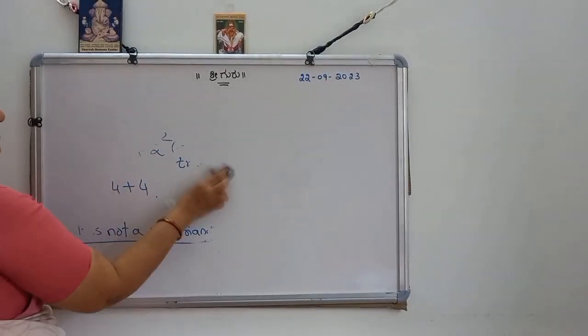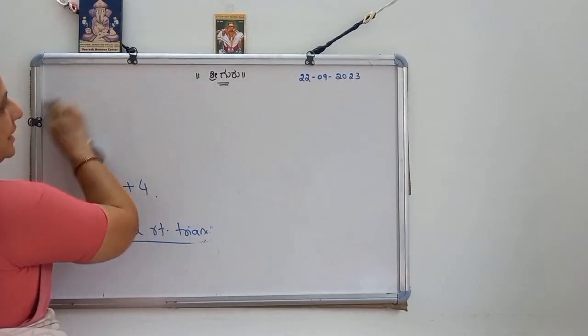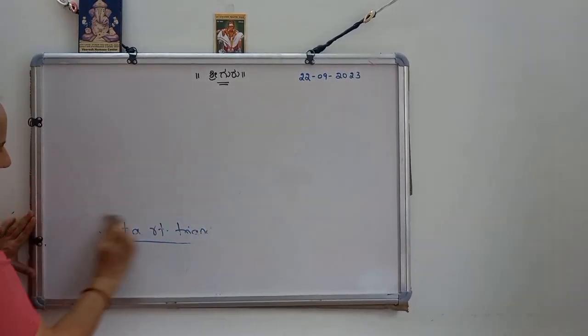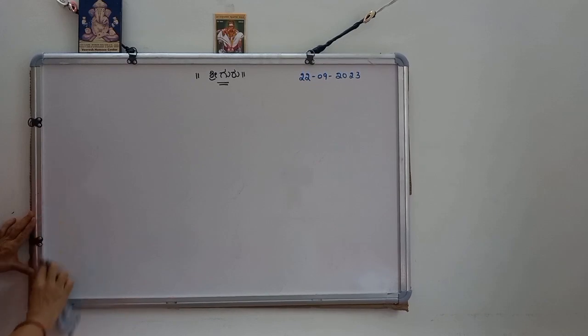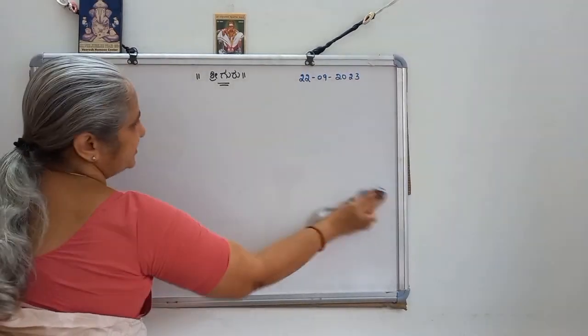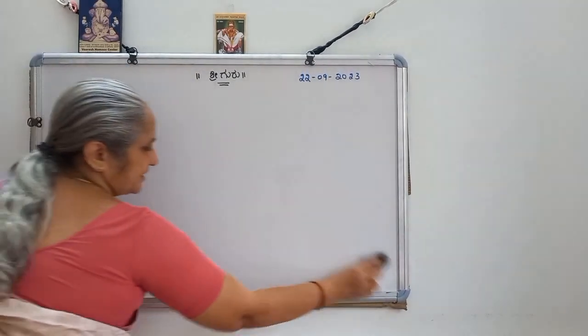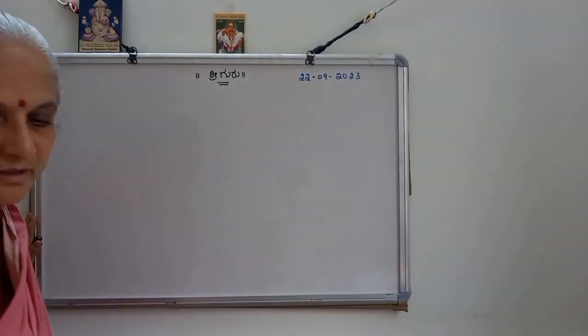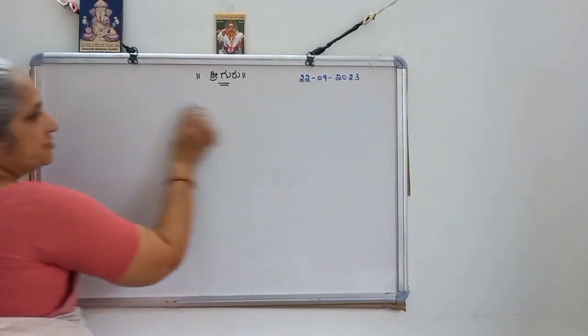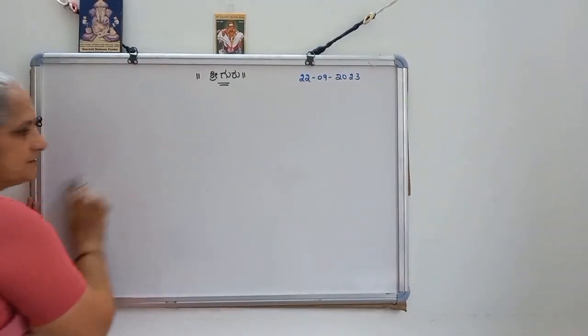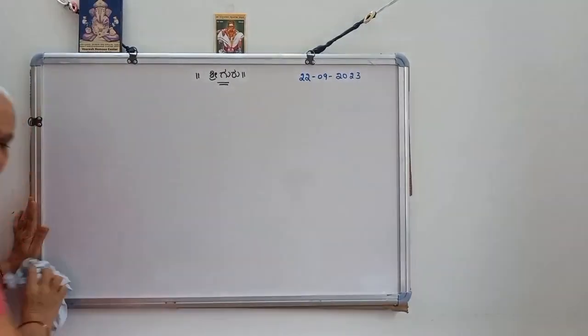Right triangle has the property called Pythagoras property, where hypotenuse square is equal to sum of squares of the other two sides. And if in any triangle, sum of squares of two sides is equal to the square of the longest side, then it is a right angle triangle.